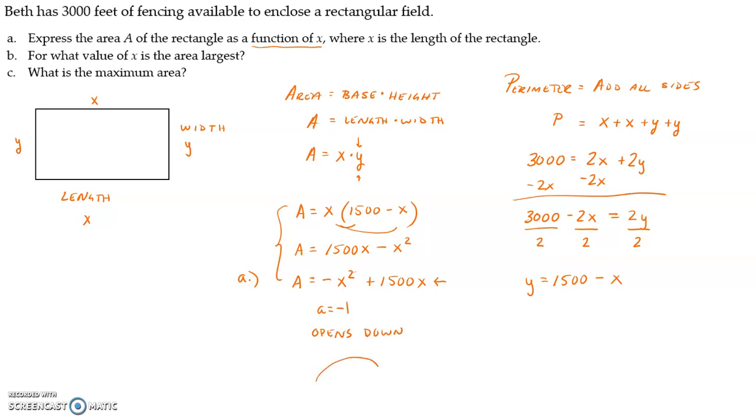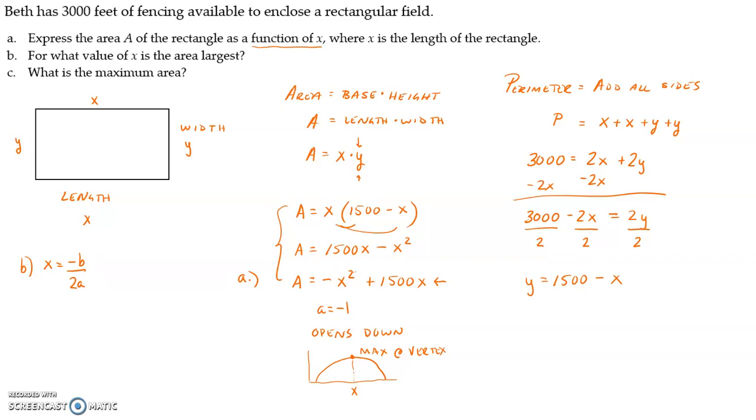If we give ourselves a little sketch here, if it opens downward, that means it's going to have some type of max value at the vertex. Right, and part B is asking us to figure out what that x value is. And if I just pretend that this is on some type of grid here, we're going to be looking for this x value from that vertex. So for part B, we're going to need our axis of symmetry equation, which is that x equals -b over 2a.